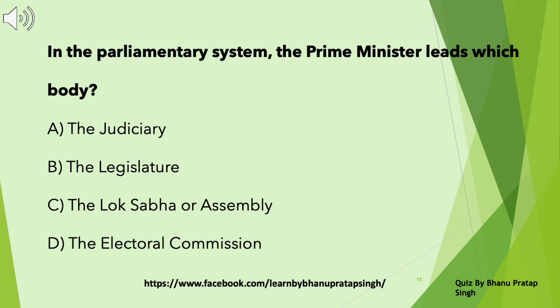In the parliamentary system, the Prime Minister leads which body? A. The judiciary. B. The legislature. C. The Lok Sabha or Assembly. D. The Electoral Commission. Choose the correct answer. Answer C. The Lok Sabha or Assembly.